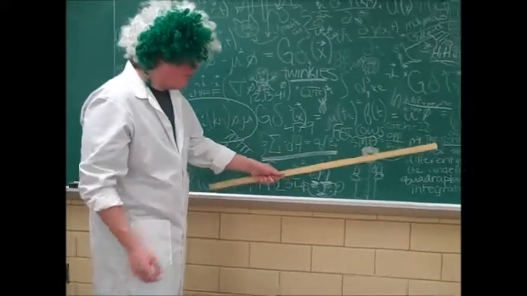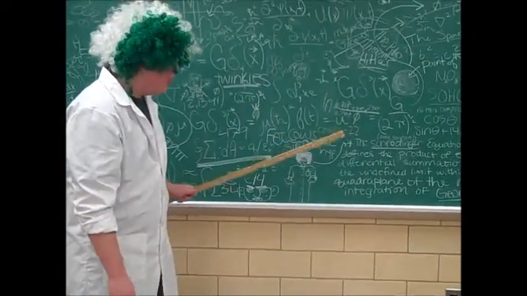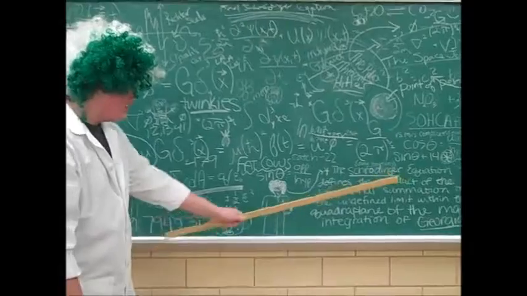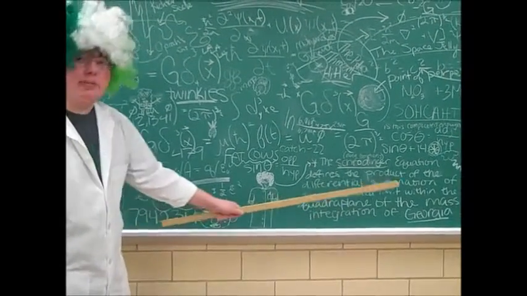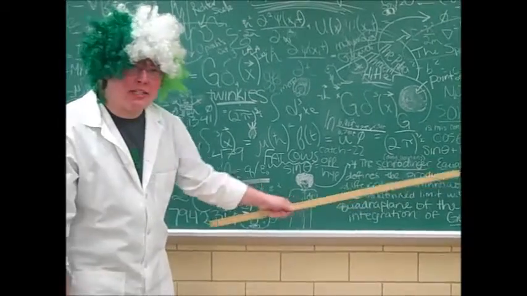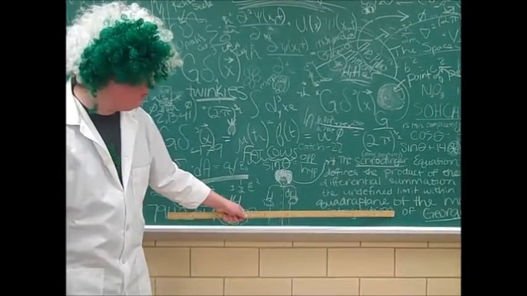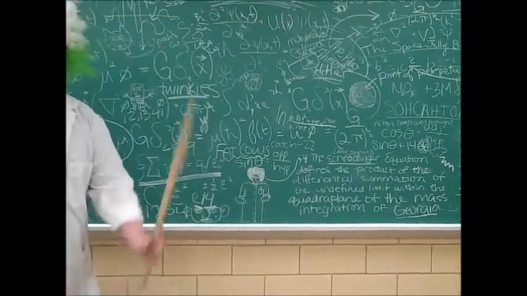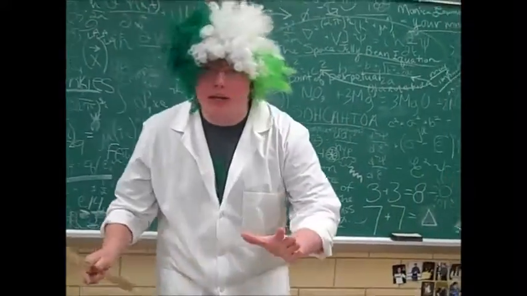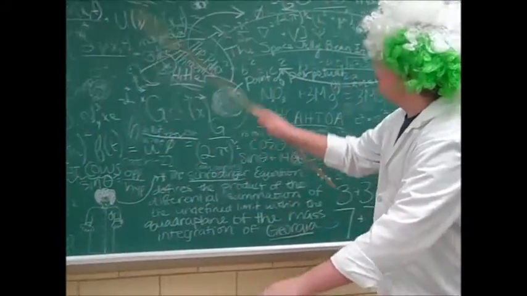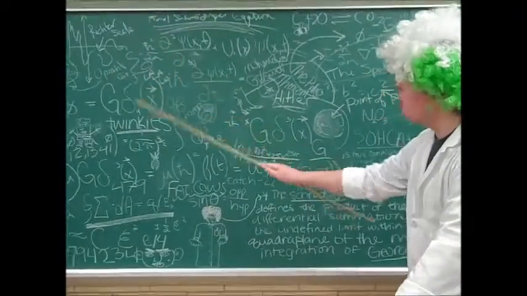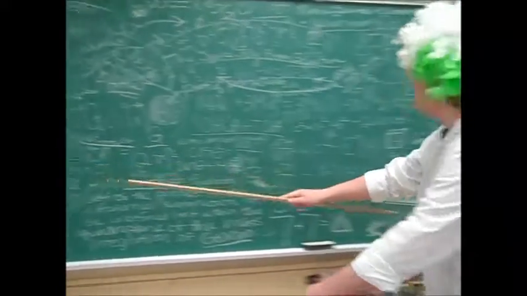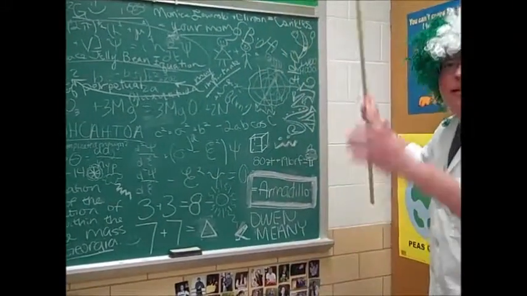And the Schrödinger equation, right here, this whole thing, defines the product of the differentiable summation of the undefined limits within the quadriplane of the mass integration of Georgia. And so, we can find that by Rolle's theorem plus Oprah's cats yielding Twinkies, that woman plus man equals child.